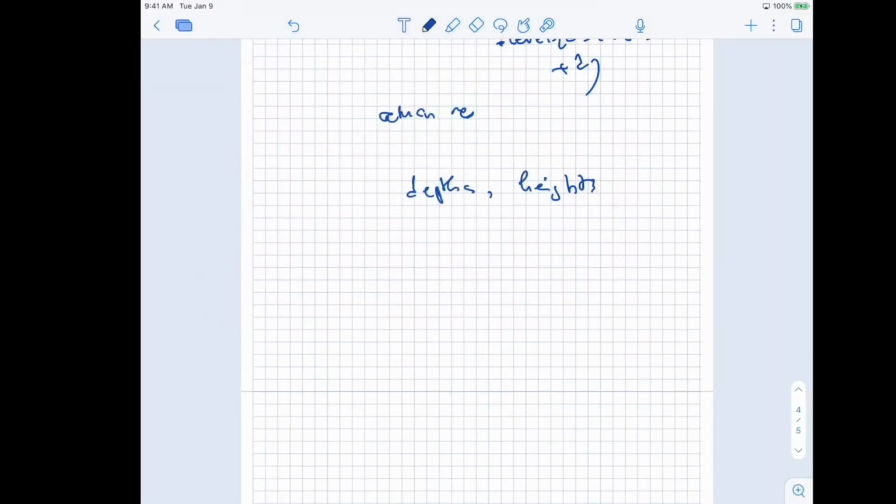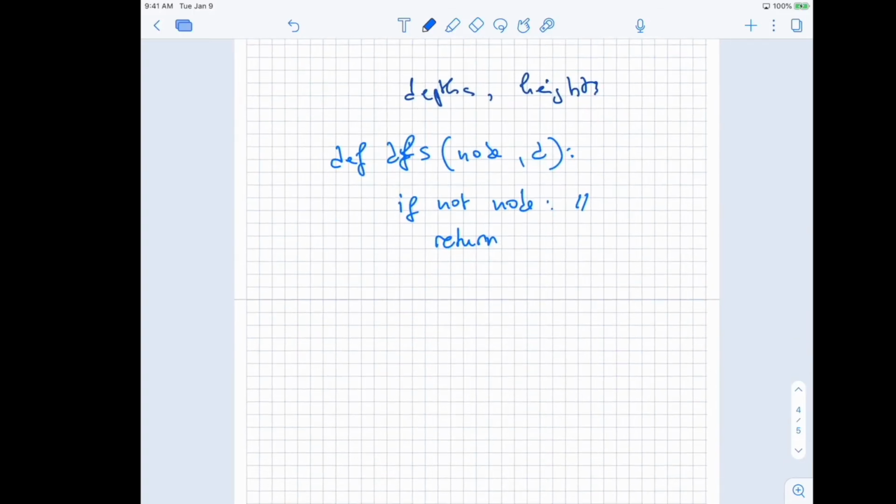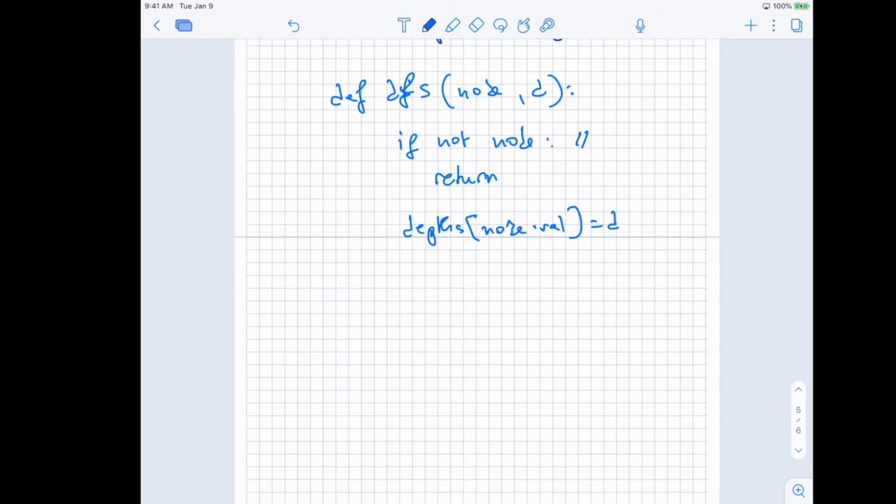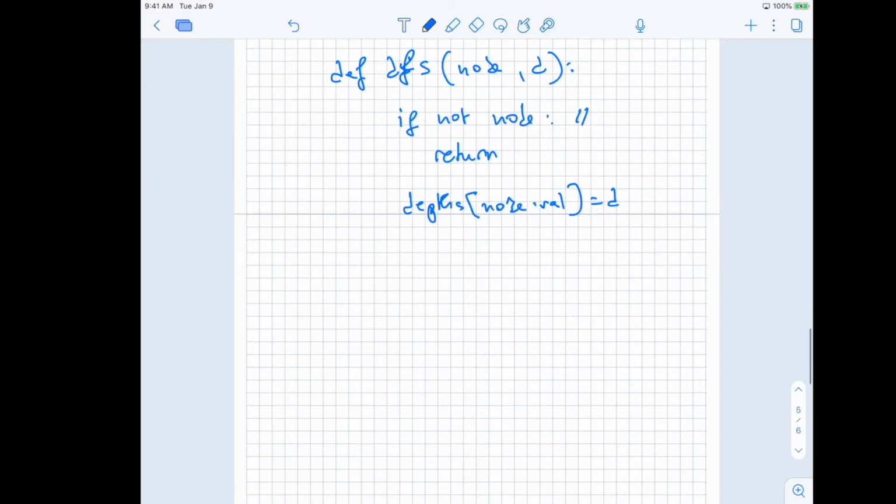Here, let's do that. So we need a function for DFS, and if not node, which means we are in a leaf node, we want to return some base case. We'll see later what that should be. But each time we just want to say that the depth of this node, so we take the value because the values are unique, is equal to D. And each time we go down to left and right, the depth increases by 1, right?